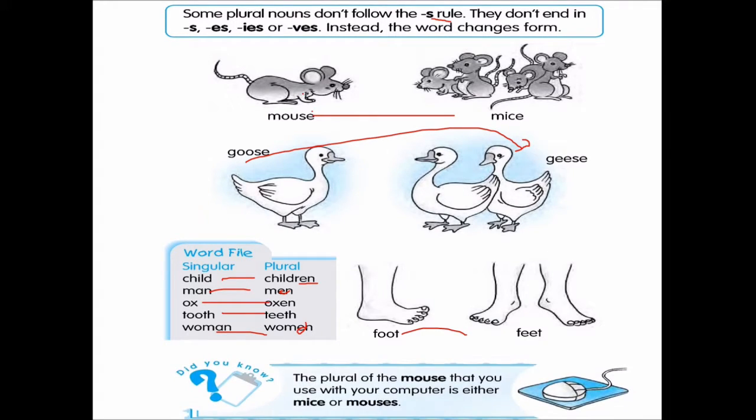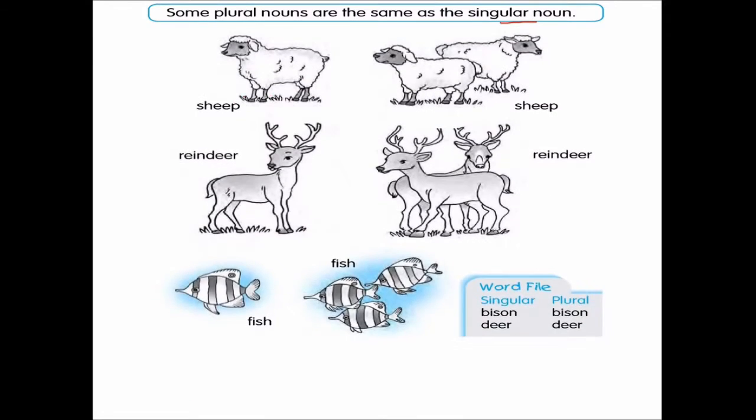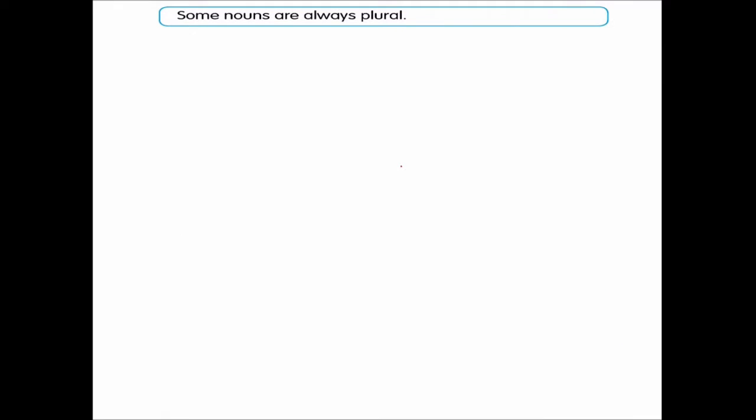The plural of mouse that you use with your computer: you can use mice and mouses in case of computer. Some plural nouns are the same as the singular noun. How? Sheep, again no change, sheep. Reindeer, reindeer, no reindeers, only reindeer. Fish will be fish, no fishes. Bison will be bison, deer will be deer. You can use fishes as the plural of fish when you're talking about different kinds of fish, like all the fishes of the Pacific Ocean.